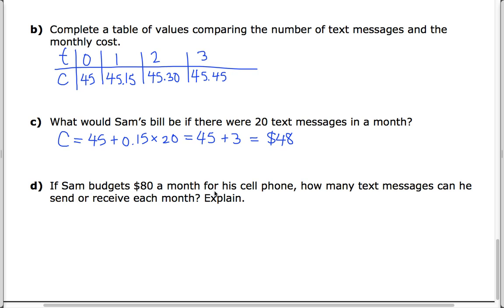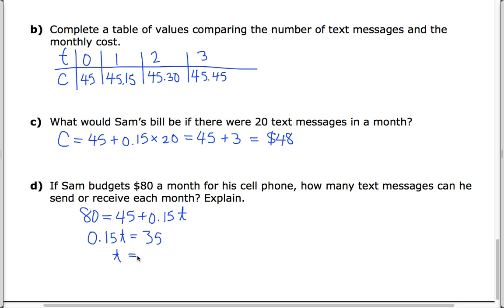Now it says if Sam budgets $80 a month for his cell phone, how many text messages can he send or receive each month? So if $80 is the cost we're looking at, maximum, and that's $45 plus 15 cents per text message times the number of text messages. This is the cost with the basic monthly fee. Take a look at just what is the cost of those text messages. The 0.15 times T would be 80 minus $45, which is just $35.